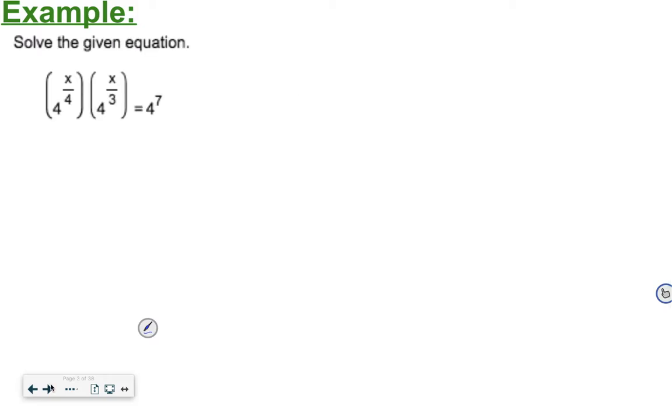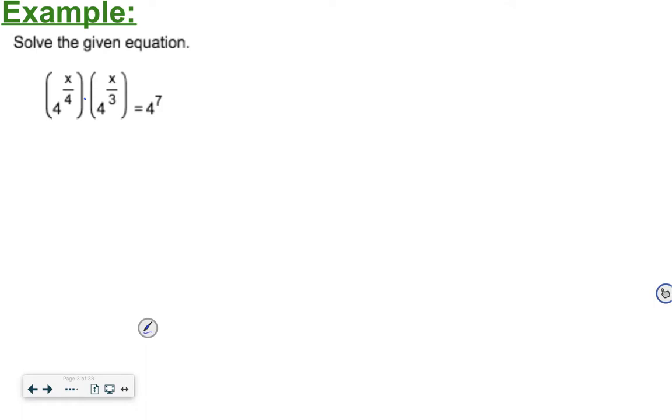Next one. Solve the given equation. This is one of the exponent equations. To be able to solve this kind of expression, the most important thing is to try to make the bases equal to each other. When you look at the left side of the equation, it is 4 to the power x over 4 times 4 to the power x over 3.